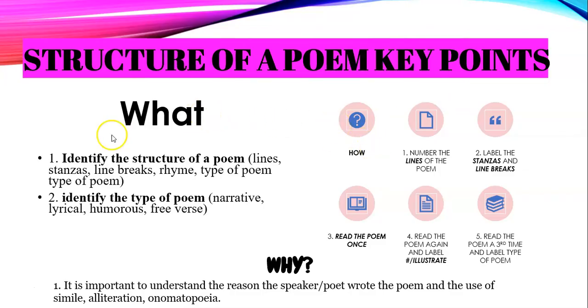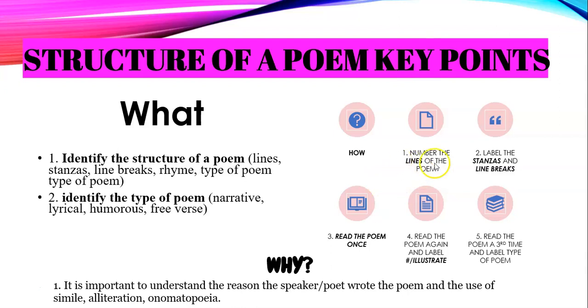So the structure of a poem: we're going to identify the lines, the stanzas, the line breaks, the rhyme, and the type of poem. And the types of poems, boys and girls, the four that we see in 4th grade and that you are going to see in your STAAR, are narrative: is it telling a story? Is it lyrical? Does it sound like a song, expressing feelings? Is it humorous? Did we laugh out loud? Or is it free verse, which means there was no rhythm or rhyme?